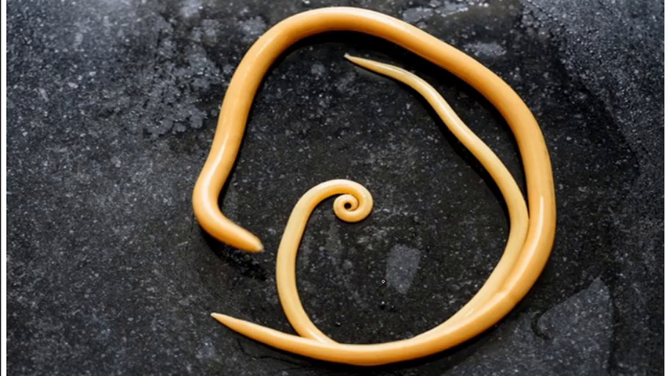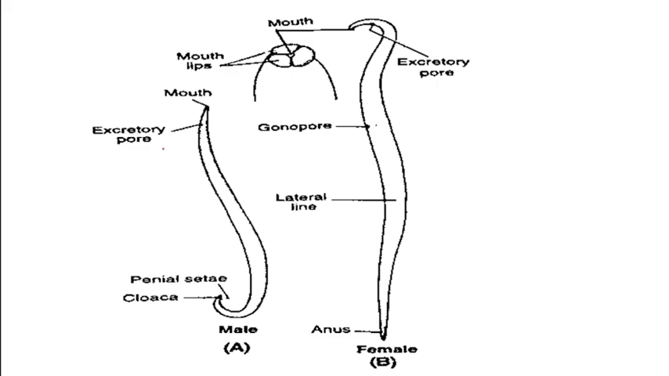Actual image of Ascaris looks somewhat like this, and this is the diagram. Here you will find that this is the male Ascaris which is shorter in length and the female Ascaris which is longer in length. It has excretory pore here, mouth here, gonopore, lateral line, anus. The male has penial setae, cloaca, excretory pore, mouth, and when we look at the mouth, it has these mouth lips.